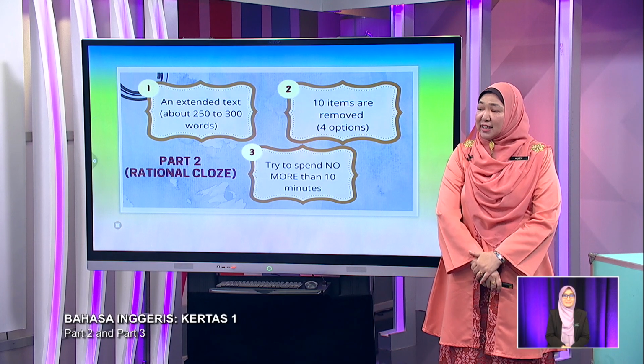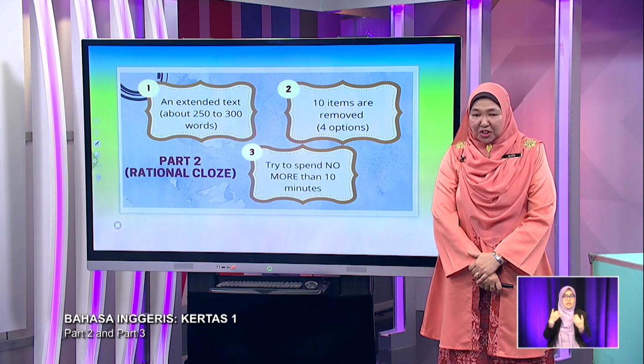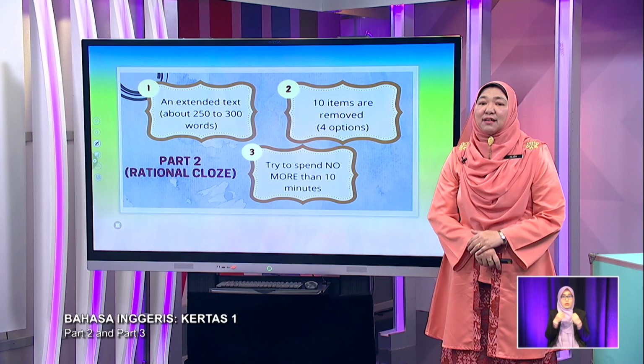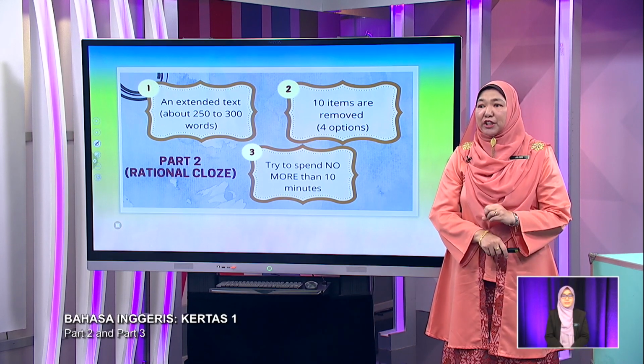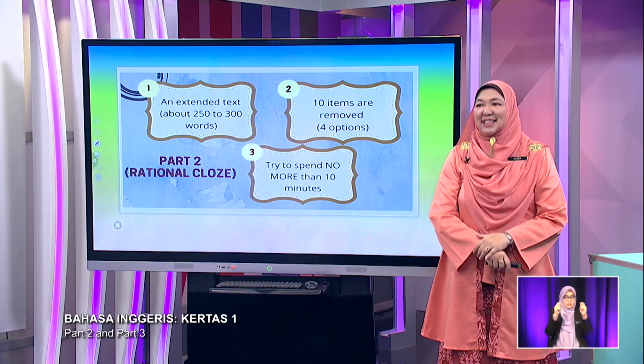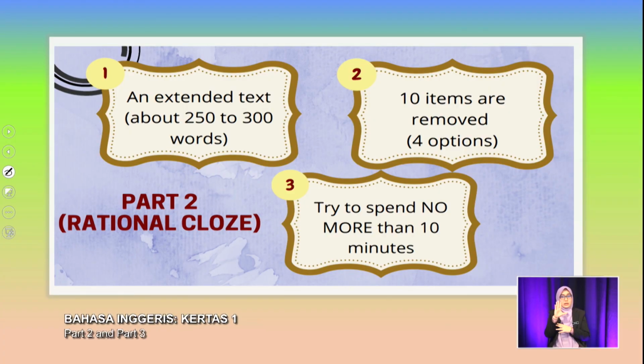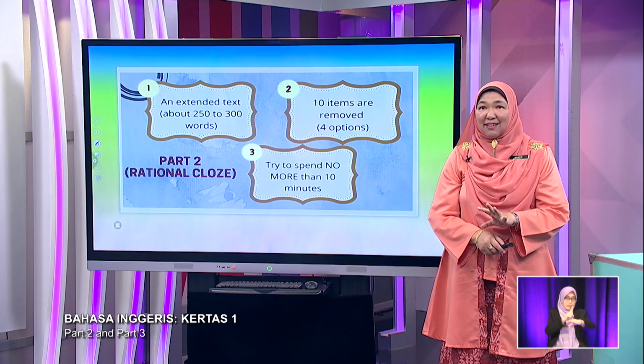this is another multiple choice question where there will be an extended text of about 250 to 300 words. From this text, 10 items are removed. However, for this part, there are 4 options. In part 1 we have only 3. Now we have 4: A, B, C, and D. Try not to spend more than 10 minutes, because there are 10 items.